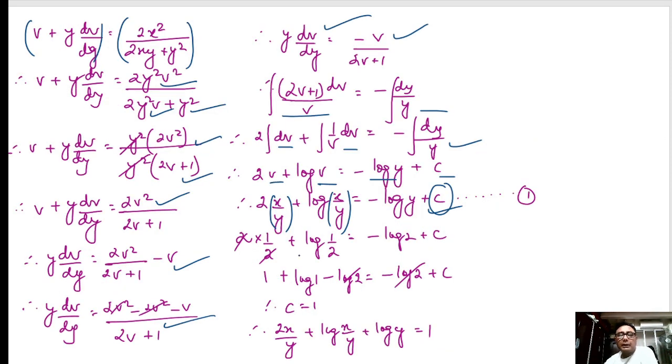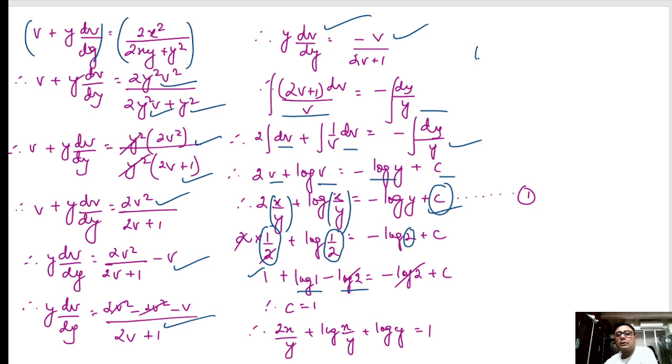So in place of x we will put 1 and y we will put as 2. Okay, so this 2 cuts, it becomes 1. This is log 1 minus log 2.